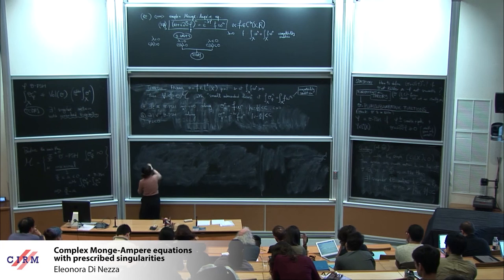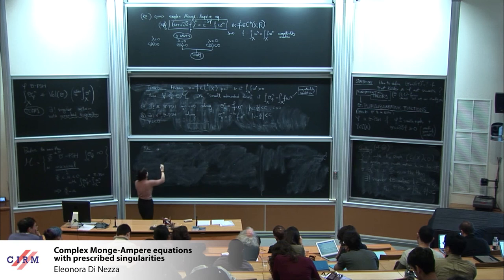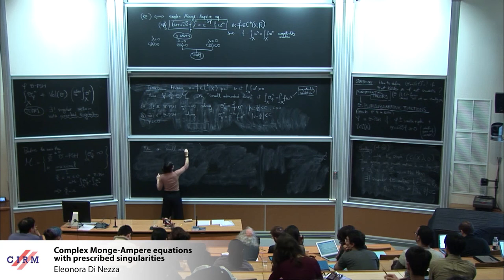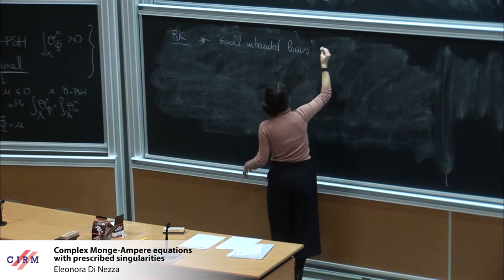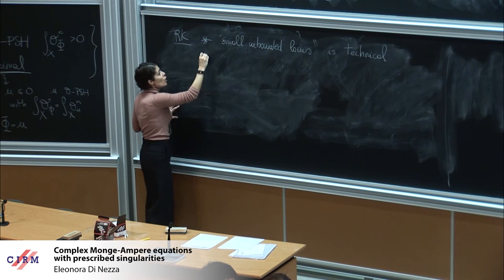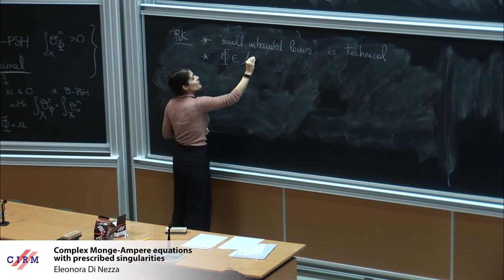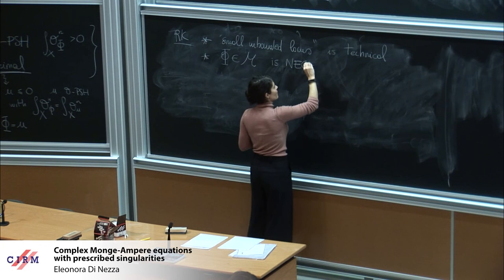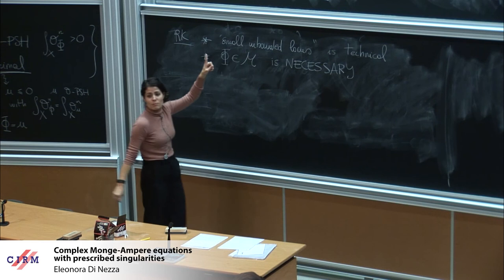The first remark is that the technical condition, which, since my time is running, I'm not going to define, we think it's technical, and we hope that maybe we can remove it. But for the moment we are not able to do that. While the condition of phi being an element in M is necessary. If this is not the case, we cannot solve our complex Monge-Ampere equation. So this means necessary.